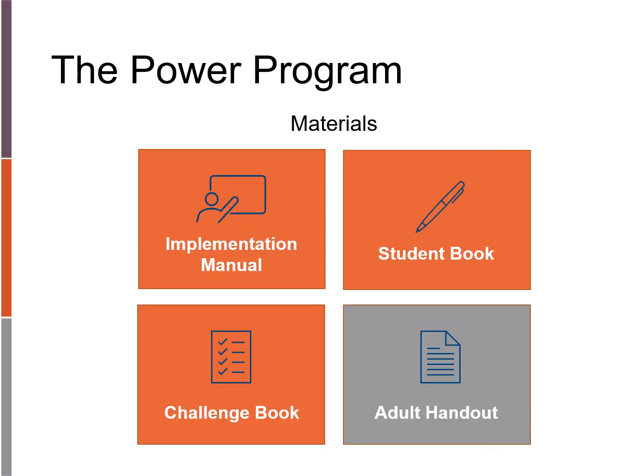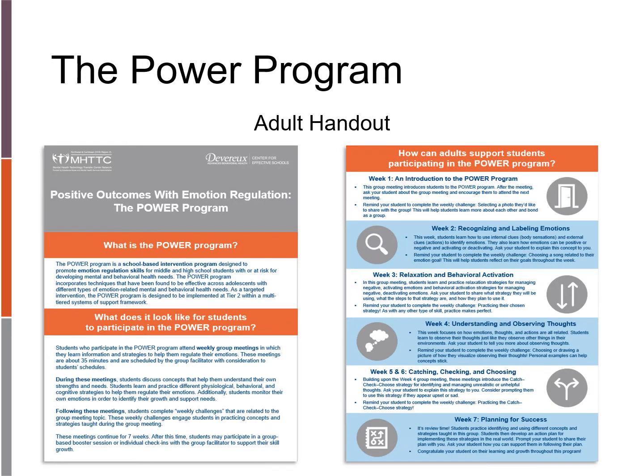The final material component of the POWER program is the adult handout. This resource is intended to be shared with important adults in the lives of students participating in the POWER program. People like parents, guardians, and caregivers, teachers, and other school-based professionals like related service providers. This resource shares general information about the POWER program in meeting sequence and ways that adults can support students in developing and applying new skills throughout the POWER program. It's a helpful overview sheet to learn more about the program.